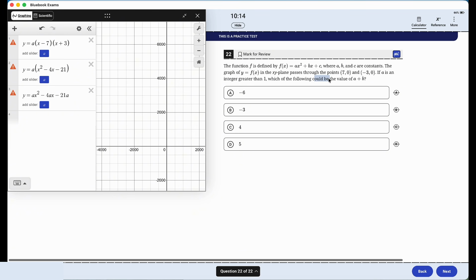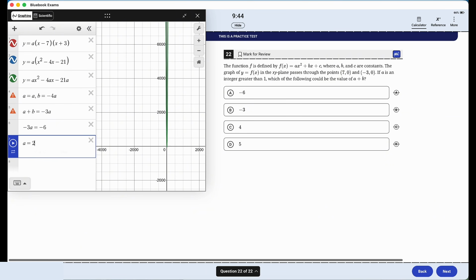So this is an interesting question, a could be question. Could be questions are interesting because what that means is there actually could be infinite answers, but what they're saying is which one of these answer choices could be correct. So what you got to do is meet in the middle with your answer choices, right? My a over here is a, my b over here is negative 4a. So a plus b is going to be negative 3a. Answer choice A is saying negative 3a could equal negative 6. If I solve for that, I get a is 2. And I know that's correct because they told me a is greater than 1.